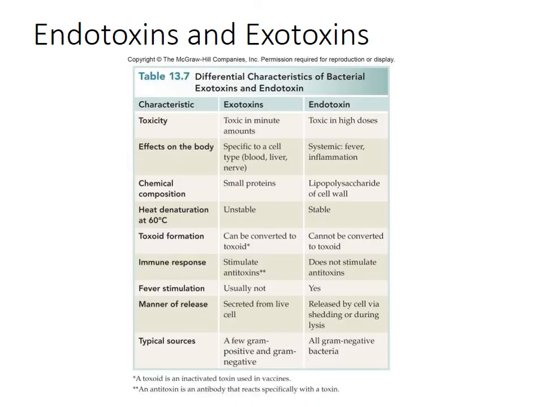So this is a table that I took from a different textbook because it really nicely summarizes the differences between endotoxins and exotoxins, and a lot of which I've already talked about in the previous slides. Important pieces to keep in mind is the chemical composition, and so with exotoxins, again, these are small proteins. With endotoxin, this is where we're looking at that lipid A, the lipid polysaccharide that's found in the outer membrane.